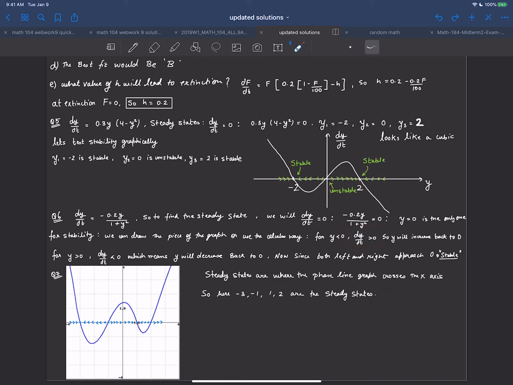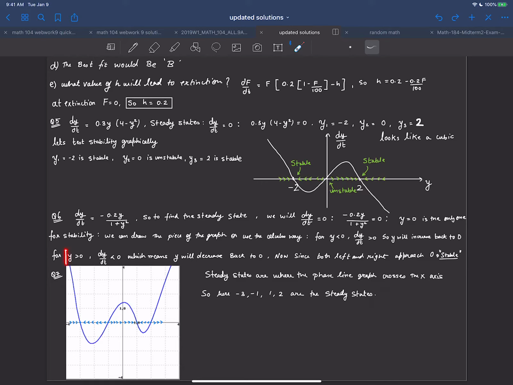How, you ask? When you go back to this function and plug in a negative value for y, the negative y and this negative will make it positive. The bottom is also y squared, which is always positive, which means you're always going to end up with a net positive result for dy/dt. So if you're a little bit before the steady state, dy/dt is positive, which means y will increase back to 0, because it'll push you back up.